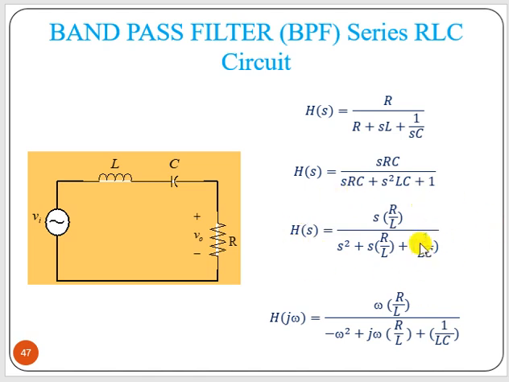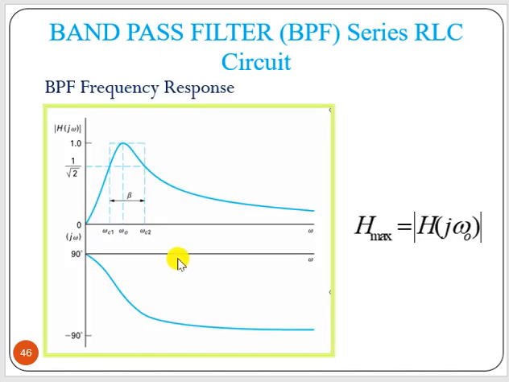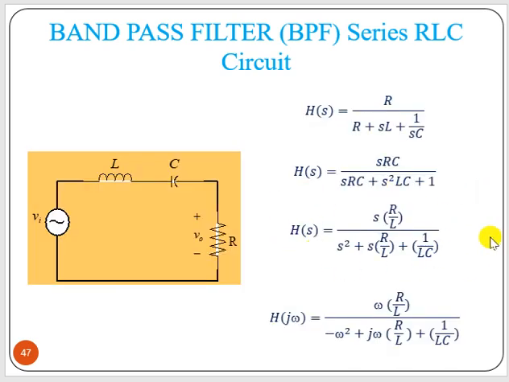Now here we can see again there is a 0 at s equal to 0, right? 0 at s equal to 0. That means at omega equal to 0, the output will be 0. That is the first condition of the output being 0 for a band pass filter. And we have some poles here. So the 0 point is clarified.